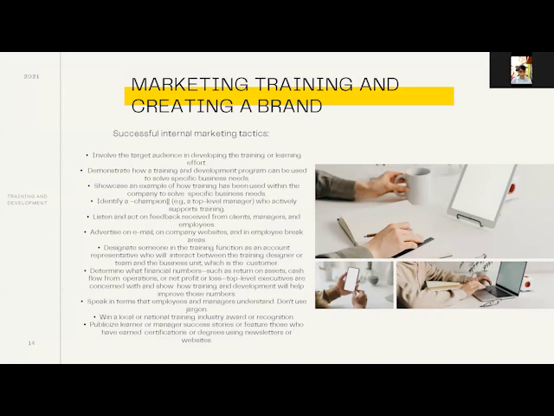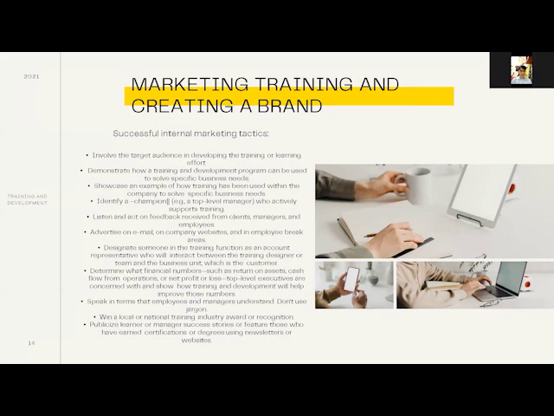And next, win a local or national training industry award or recognition. Yes, this means a lot. Credentials mean a lot, and the credibility of a thing means a lot, in order for people to believe in it, in order for people to be motivated to do their work, to do this training, and this will benefit the whole organization in the long run.